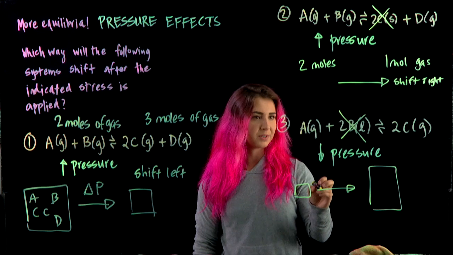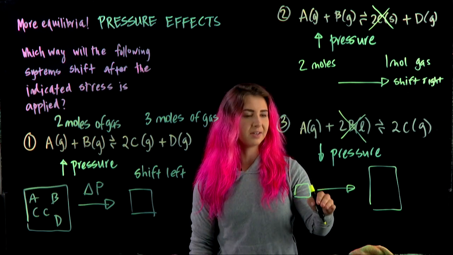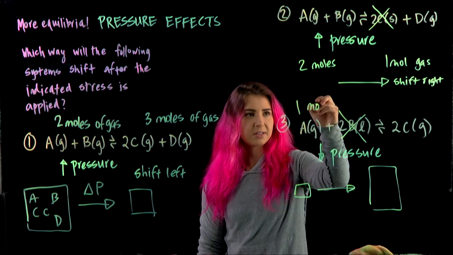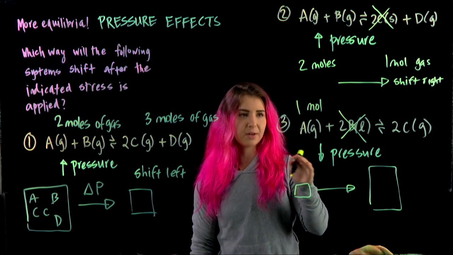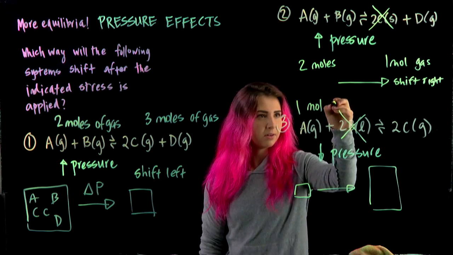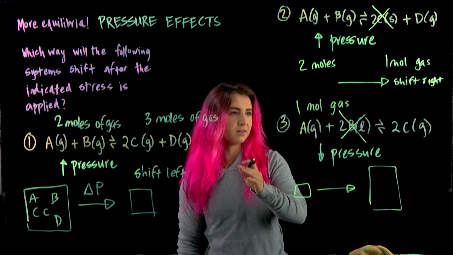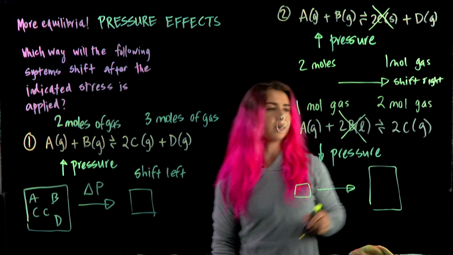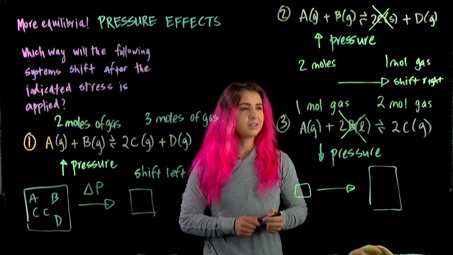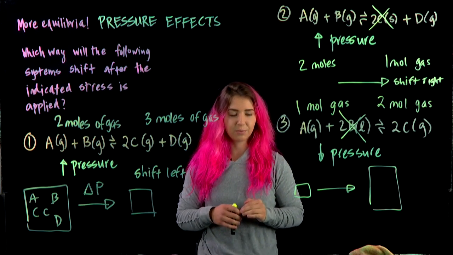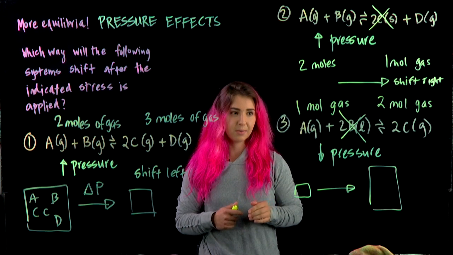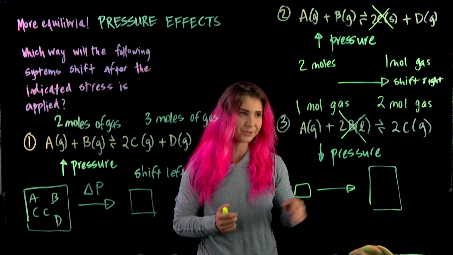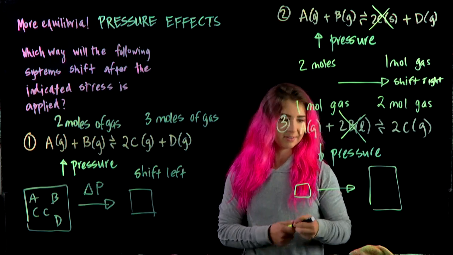Since pressure is decreasing, this is the opposite mentality of what we normally have. Let's still do what we've been doing: write out the number of moles of gas on each side. 1 mole of gas on the reactant side and 2 moles of gas on the products. Since we're decreasing pressure, we want to relieve that stress by increasing pressure, by shifting to the side that has more moles. So we're going to be shifting to the right in this case.